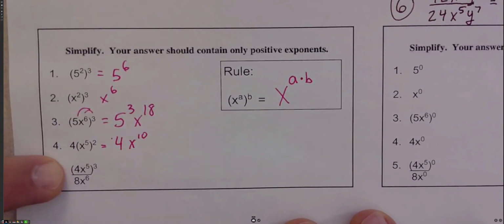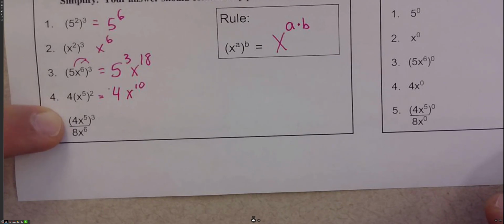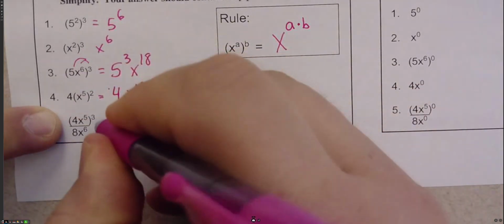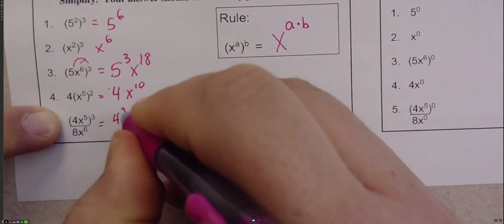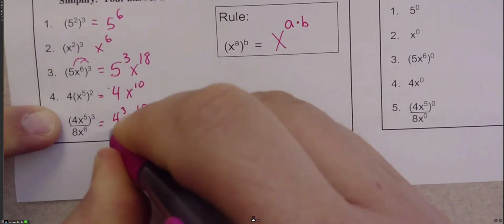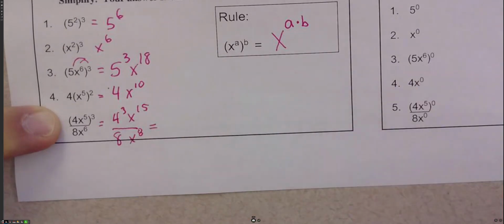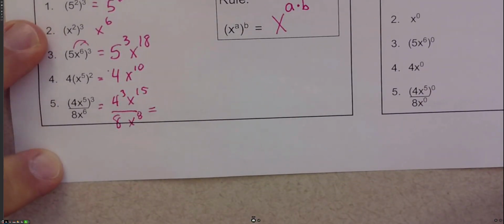And then we have a situation like this where there's multiple things going on. Okay. What we want to do is we want to take care of powers to powers first. We cannot cancel out here because this isn't really a 5. That's really a 15, right? So we have 4 to the third, x to the 15th over 8x to the 8th. And we don't leave it like this. We want to always simplify.